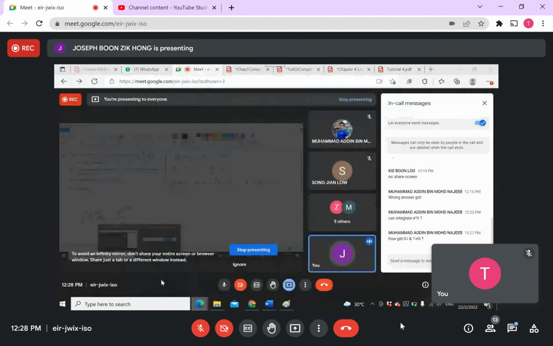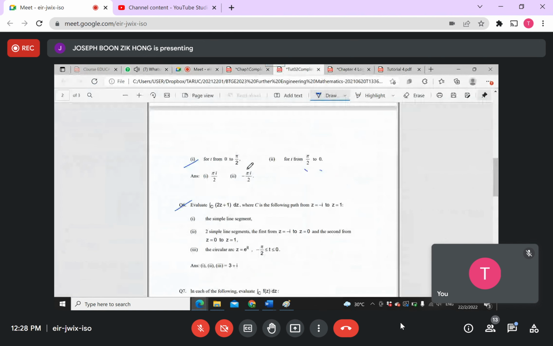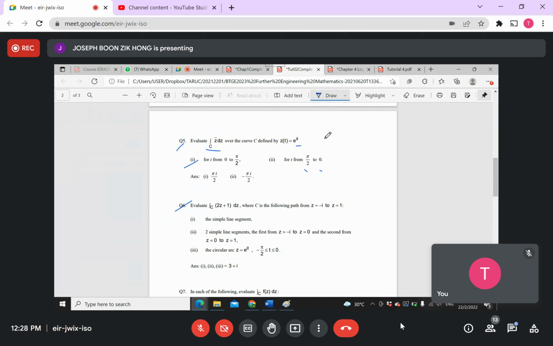I have a look at this question. You want to integrate like this, e to the negative it. Why I try to make this one into cos t plus i sin t is because I want to find the conjugate. But actually, if you don't want to, you can maintain it. Z bar is also e to the negative it. You can directly integrate e to the negative it.